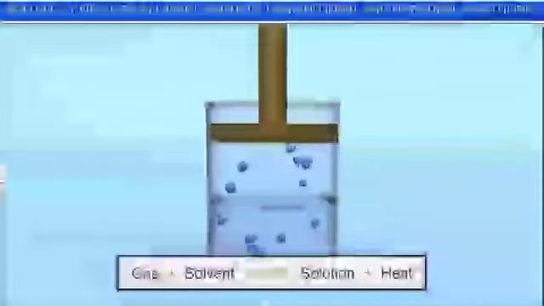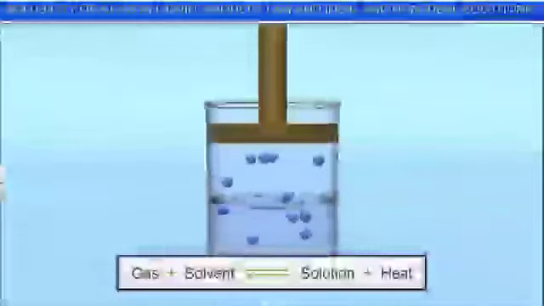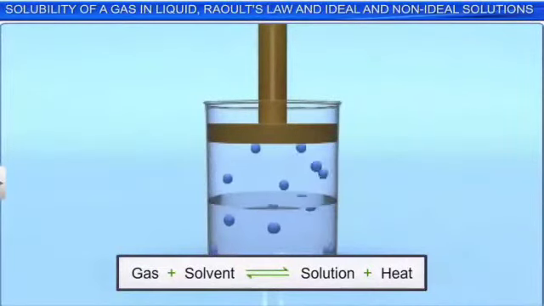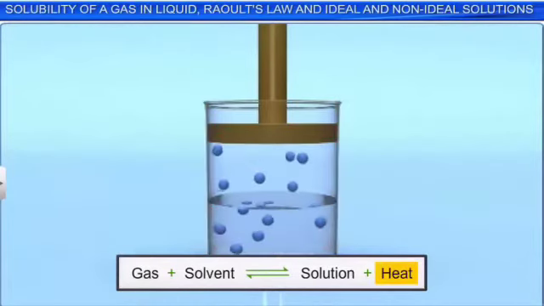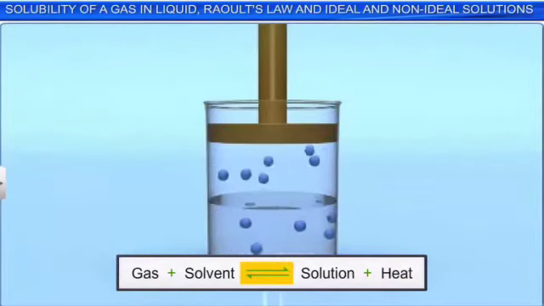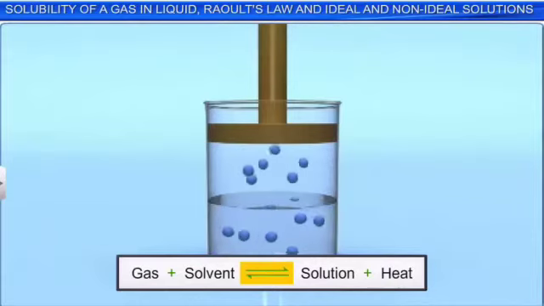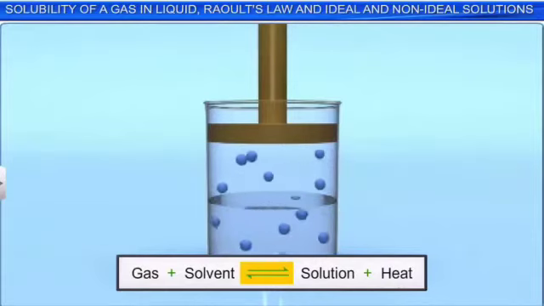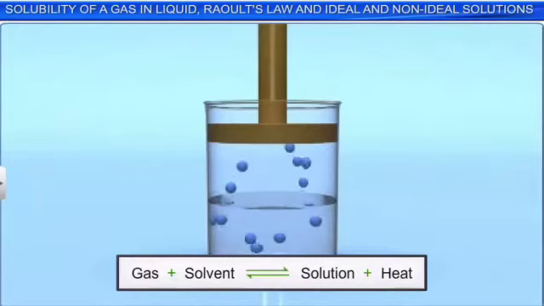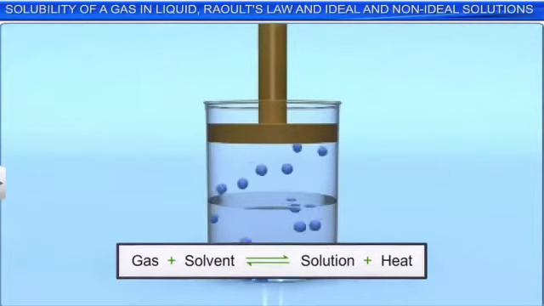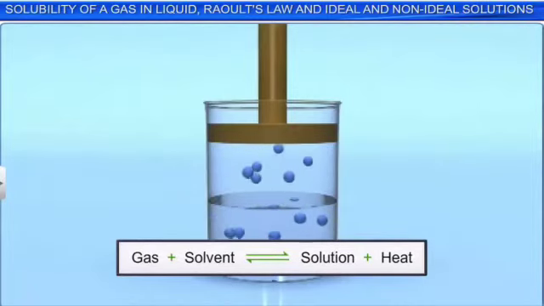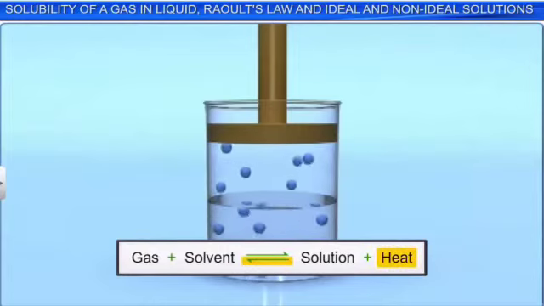Also, if the dissolution of gases in liquids is considered as a process similar to condensation, then it is an exothermic process, where a dynamic equilibrium is established between the gas and the solution phase. On applying Le Chatelier's principle to this equilibrium, we see that the solubility of a gas decreases with an increase in temperature.